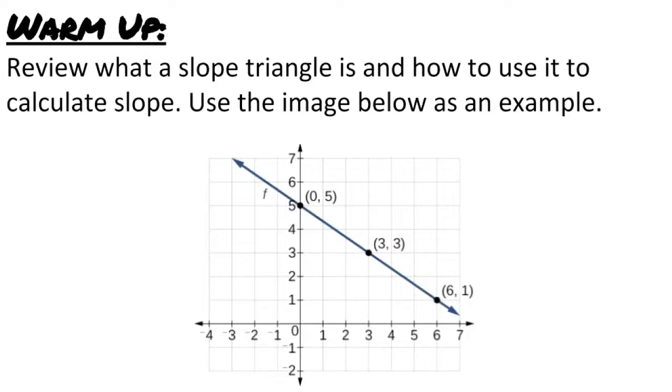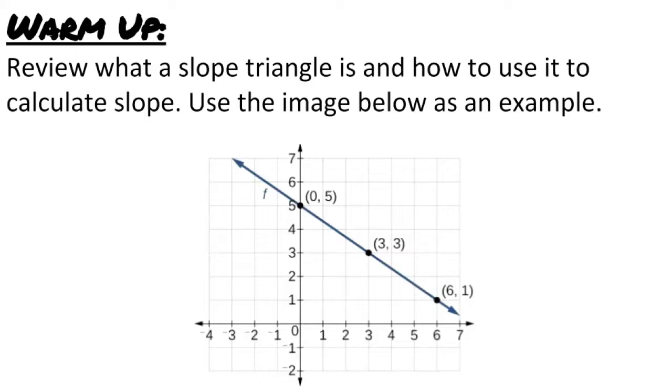So if we just count, we can see that between (0, 5) and (3, 3), we go down 2. So our rise is 2, and then our run, change in x, is going to be 1, 2, 3 from 0 to 3. So that means our rise is 2, our run is 3, and remember it's a negative. We got to make sure we put that negative in there. So we're going to get a slope of negative 2/3.